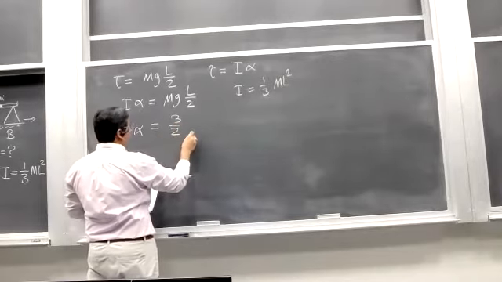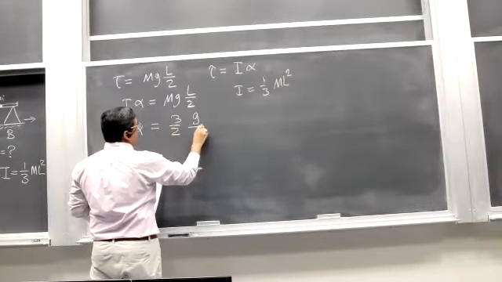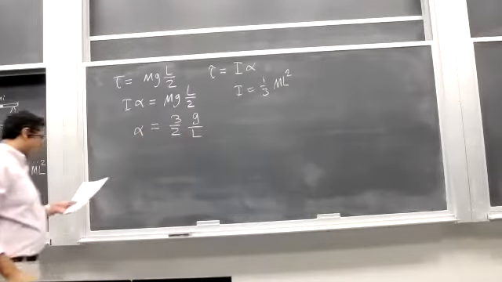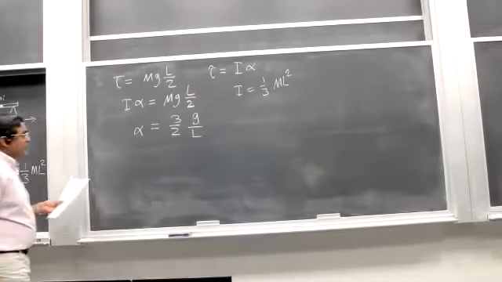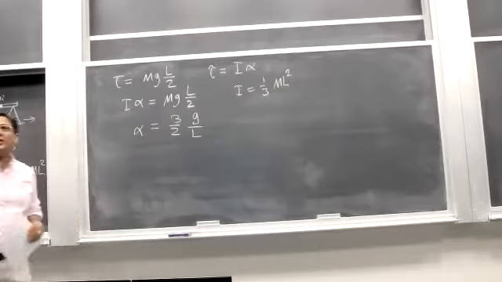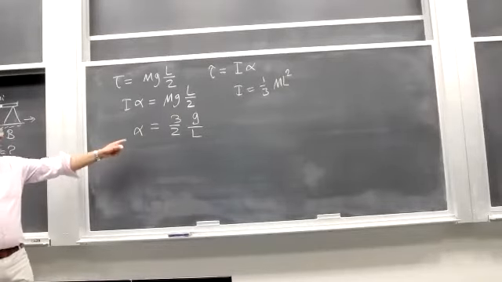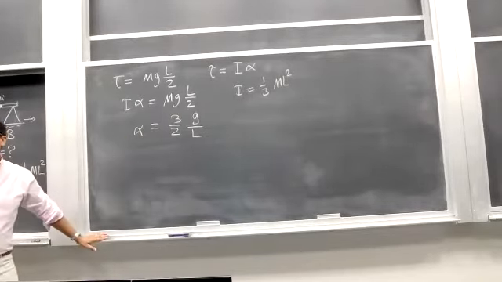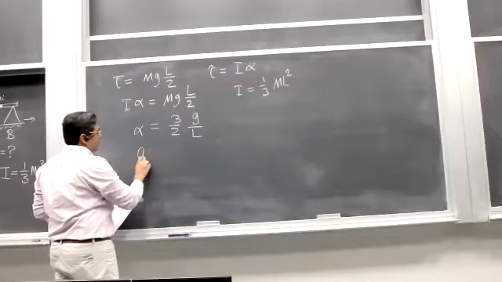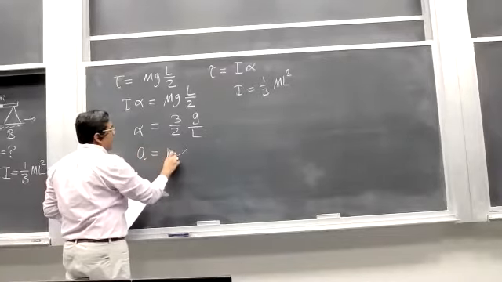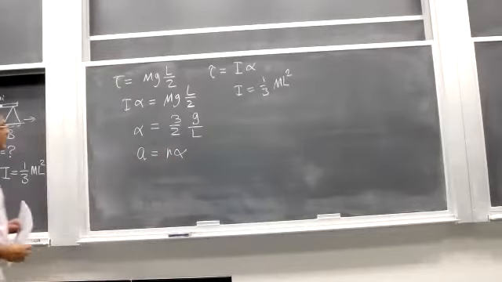If you plug that value in here and solve this for alpha, what you get is 3/2 g over L. Okay, and now what is the relationship between tangential acceleration and the rotational acceleration? Anyone, please? A is equal to R alpha. Very good.